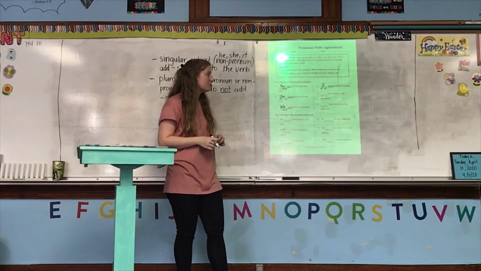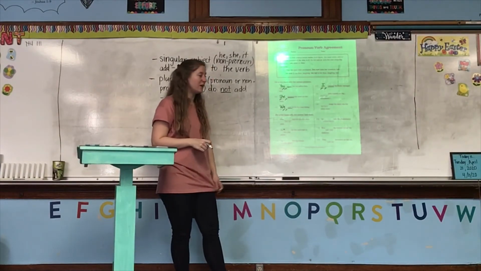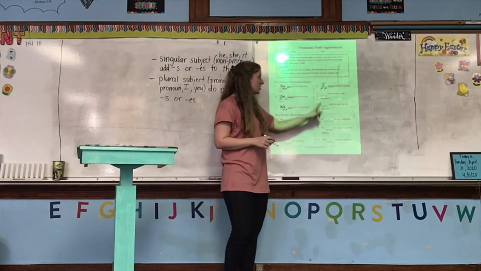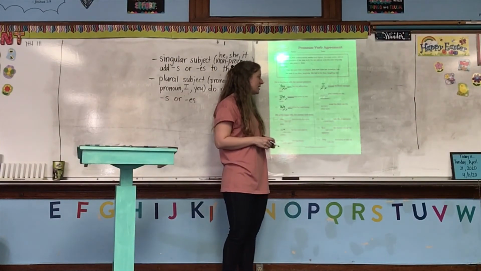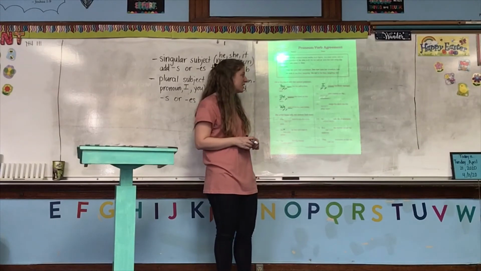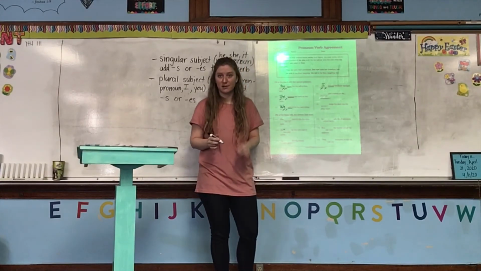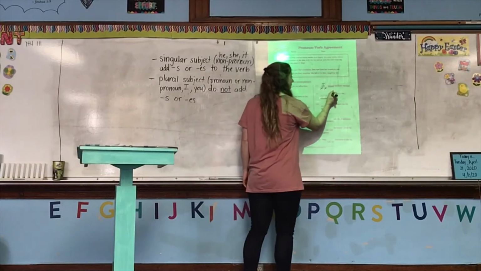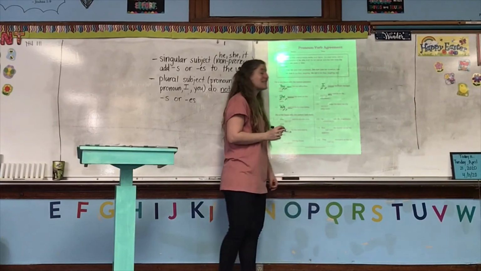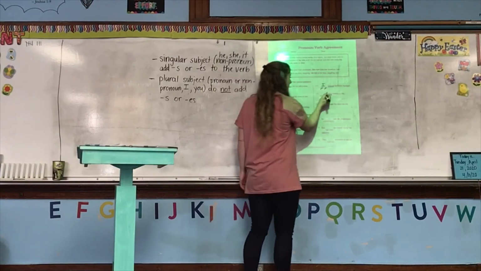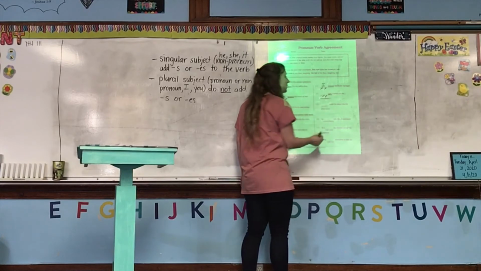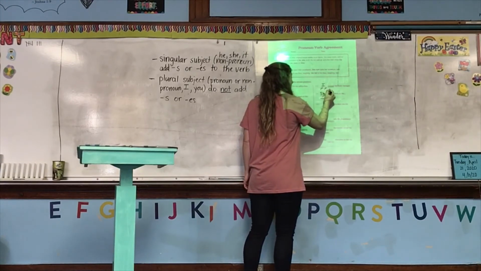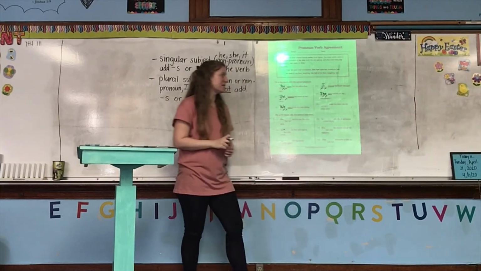Number 5, blank pins medals on the volunteer. Is it she pins medals on the volunteer, I pins medals on the volunteer, or you pins medals on the volunteer? Our verb is pins. It does have an S, so that means it can't be I or you, so it has to be she pins medals on the volunteer.